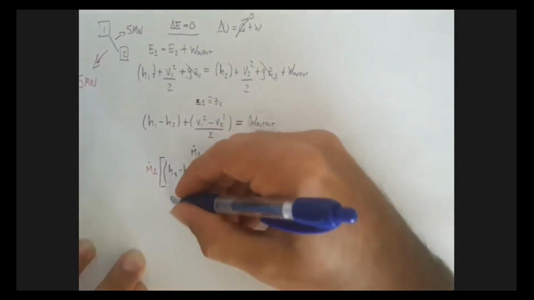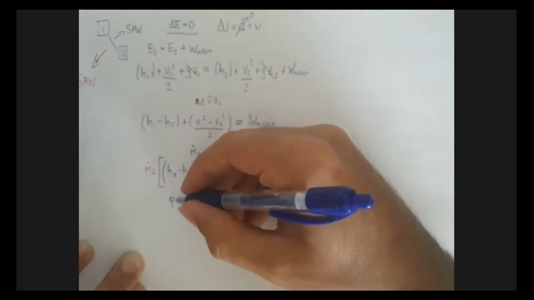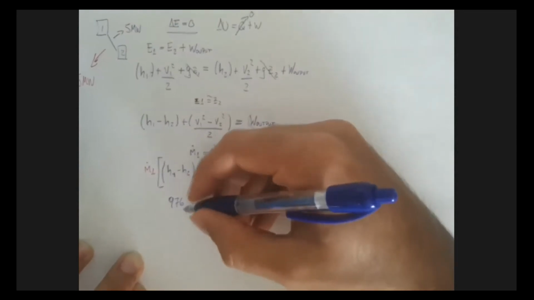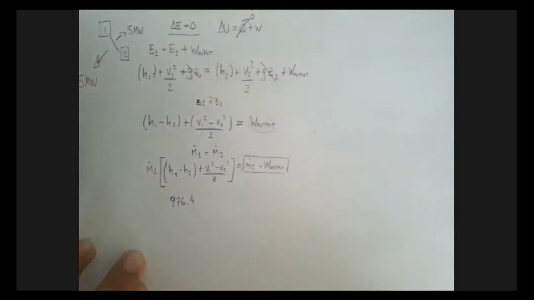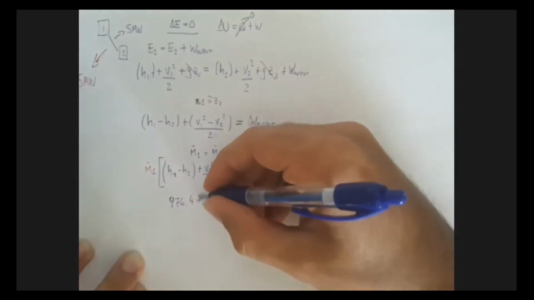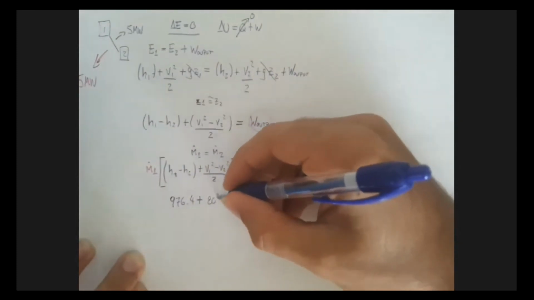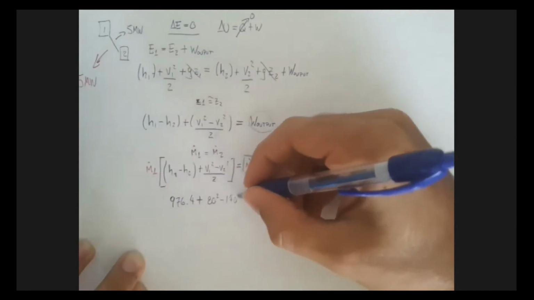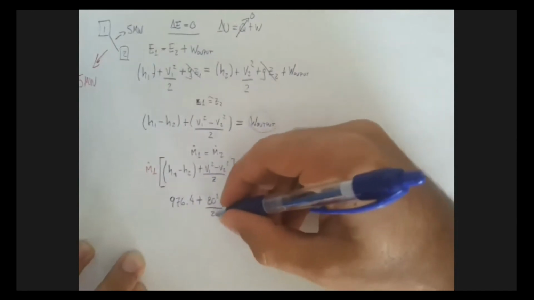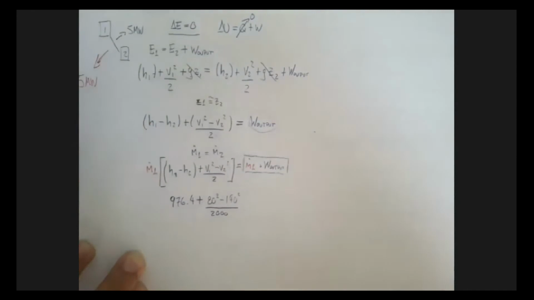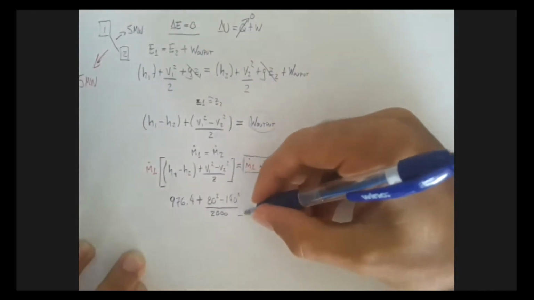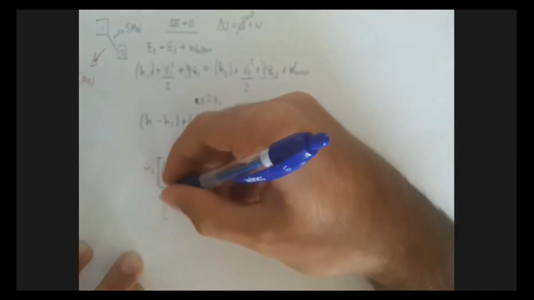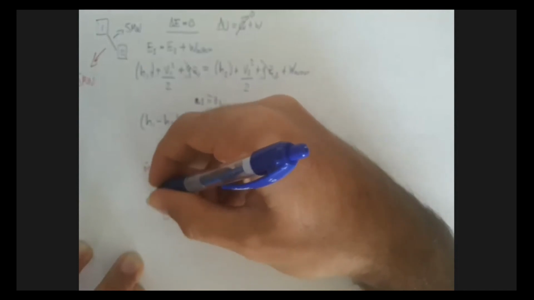This difference we already know. It's the same difference as before. This is the 976.4. This one we already know as well. We already did it before. That's going to be the 80 squared minus the 140 squared, and again, divided by 2,000, right? Because we need to account for that kilo in kilojoules, not in joules. Okay, all of this has to be multiplied by mass flow rate 1.